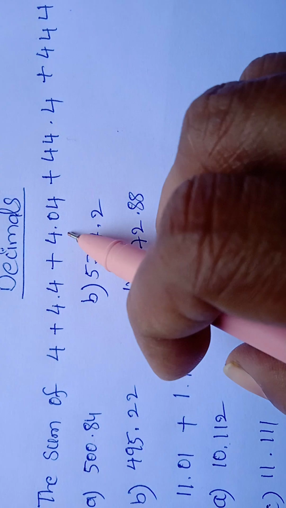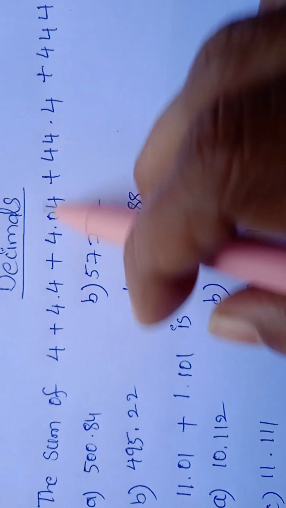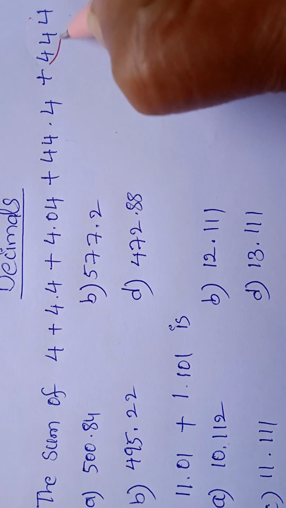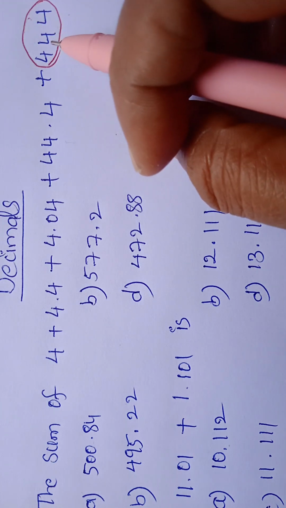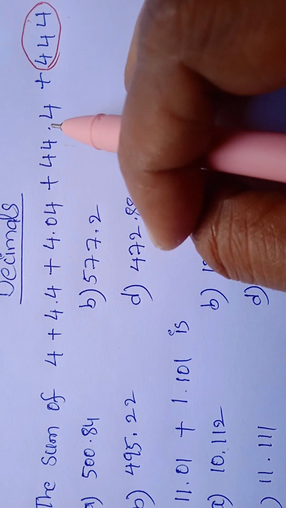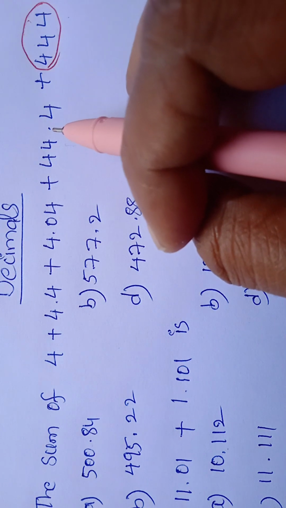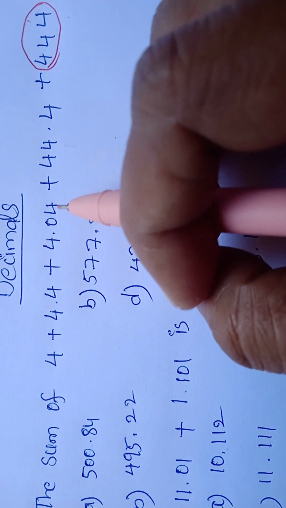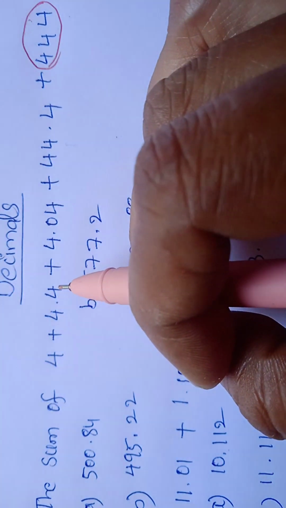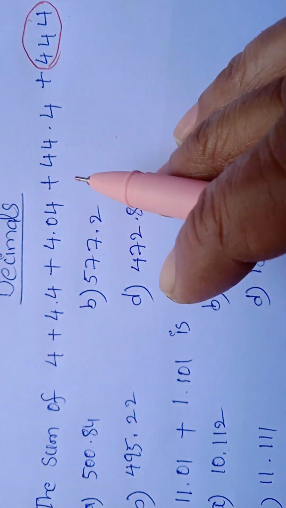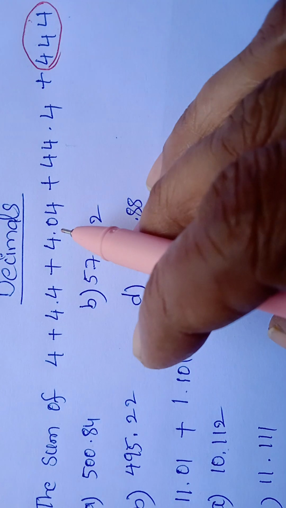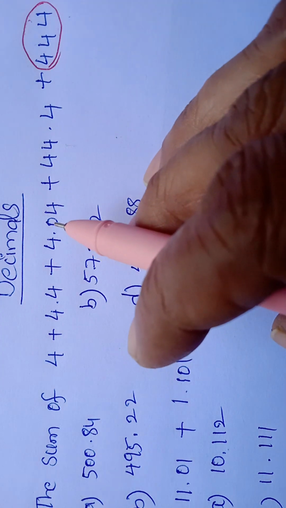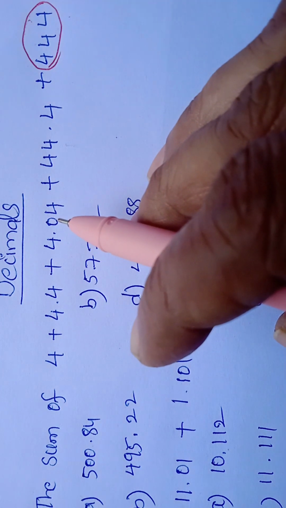First we have to check what the biggest number is. Here this is the biggest number, 444. Next we have to check after the point, how many numbers are there. Here 4, here 0, 4, here 4 only. So simply we can choose the answer after the point. There are 2 numbers, so the answer will come.